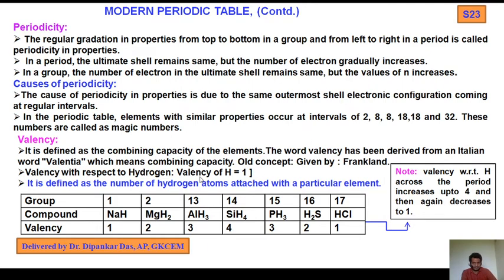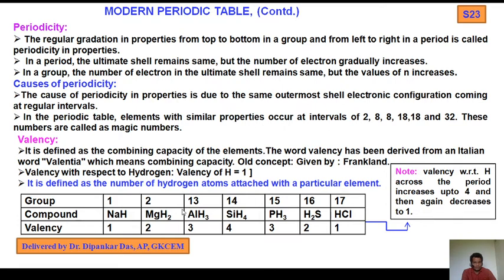Now valency. It is defined as the combining capacity of elements. The word valency has been derived from an Italian word, valentia, which means combining capacity. The old concept was given by Frankland: valency with respect to hydrogen, where the valency of hydrogen is 1. So it is defined as the number of hydrogen atoms attached to a particular element.